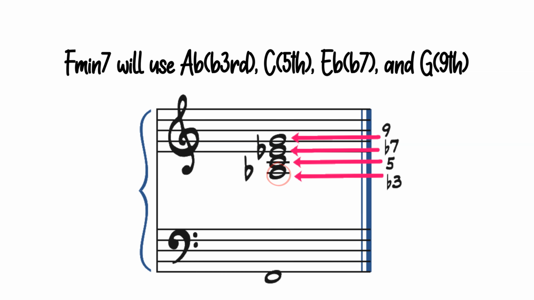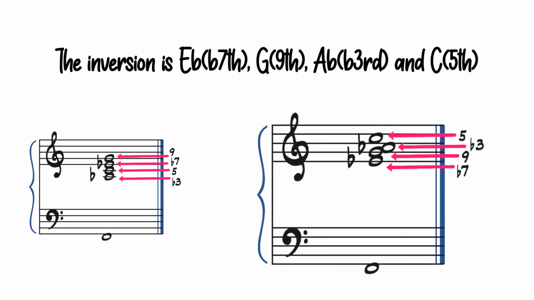F minor 7 will use an A flat, the flat 3rd, C, the 5th, E flat, the flat 7, and G, the 9th. The inversion is E flat, flat 7, G, 9, A flat, flat 3rd, and C, the 5th.